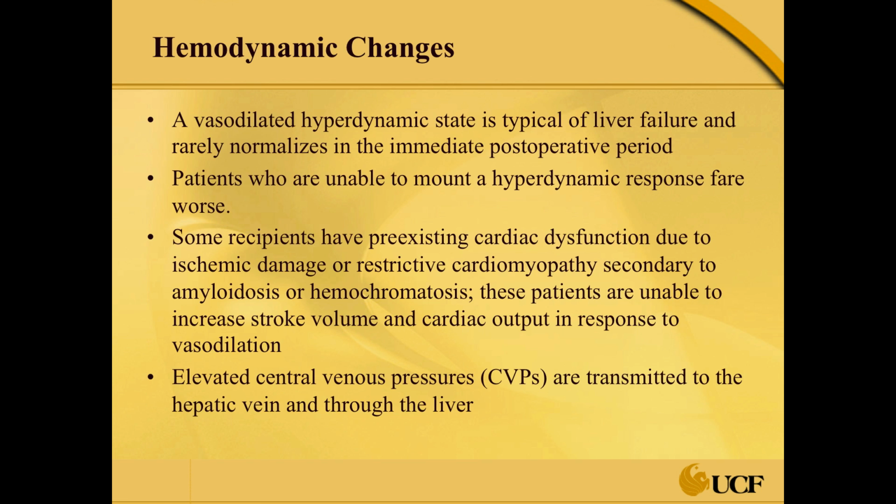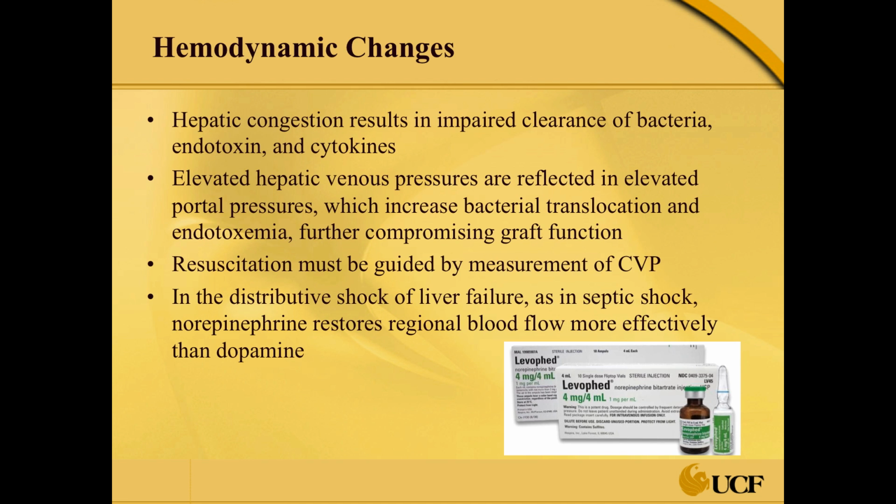Elevated central venous pressures are transmitted to the hepatic vein and through the liver. Okay? So again, all of these things are going to result in poor outcomes. Hepatic congestion results in impaired clearance of bacteria, endotoxins, and cytokines. Elevated hepatic venous pressures are reflected in elevated portal pressures, which increase bacterial translocation and endotoxemia, further compromising graft function.